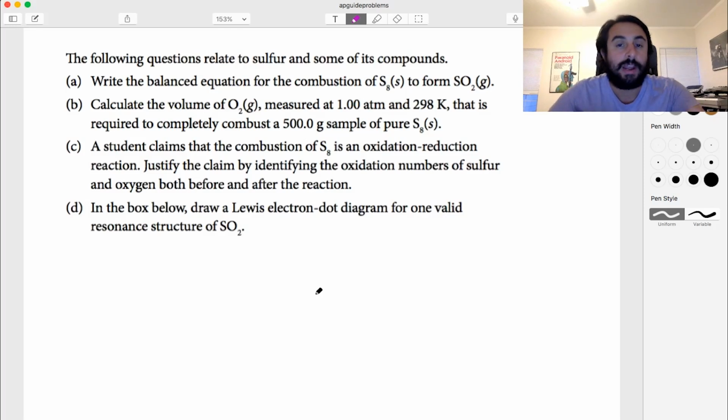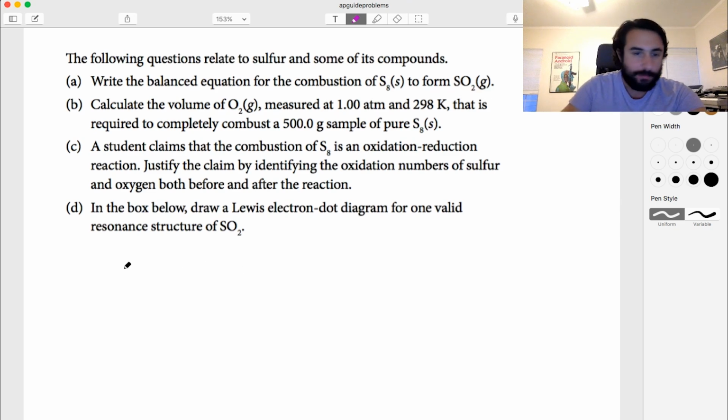Okay, we've got a long answer problem here, and it has to do with sulfur. So we've got sulfur in some of its compounds. This is actually going to be 8 problems. So I've got the first 4 here, then we'll do the next 4 after that. So first, write the balanced equation for the combustion of S8 to form SO2 gas.